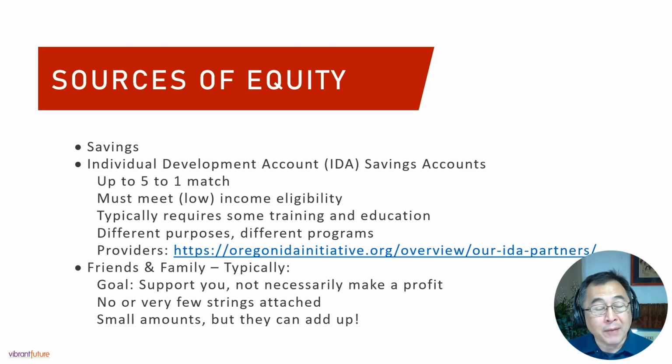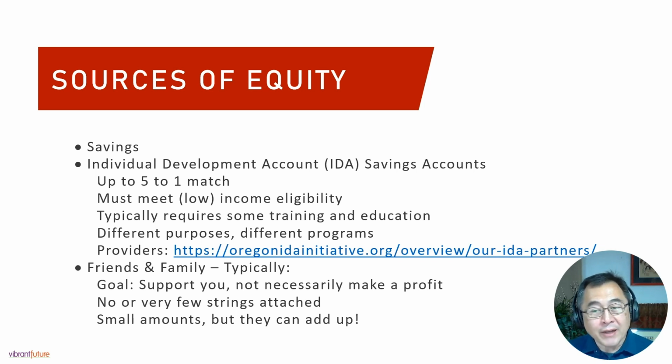The first and most common type of equity capital is savings from the owner. So you as an owner may have savings. It could be a savings account. It could be extra cash that you've stashed away. It could be from your retirement accounts, though I don't necessarily recommend that because it could be risky. But you have savings, and you take that savings and you invest that money into the business.